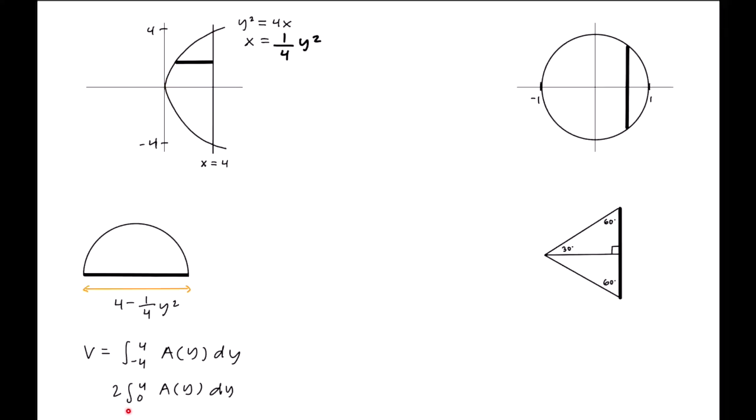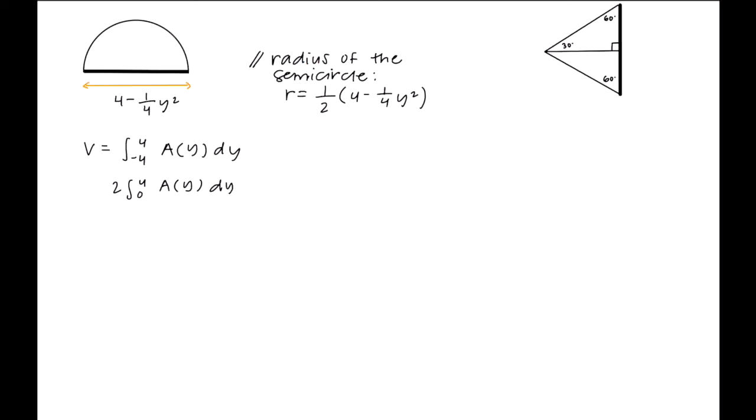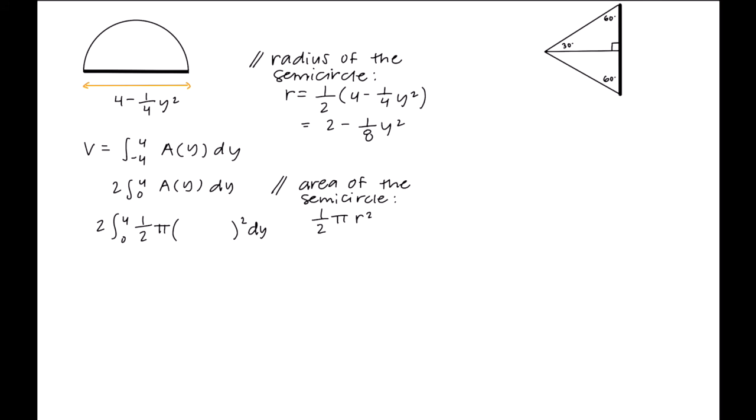So we have that set up, so now we just want to write the area of the cross-section, which is the area of a semicircle. So the radius of the semicircle is going to be 1/2 the diameter. Again, this is the diameter, so we do 1/2 times (4 minus 1/4 y squared). When we distribute the 1/2 to both of these, we're going to get 2 minus 1/8 y squared. And the area of a semicircle is 1/2 pi r squared. So for A(y), we're writing 1/2 pi and then the radius squared.